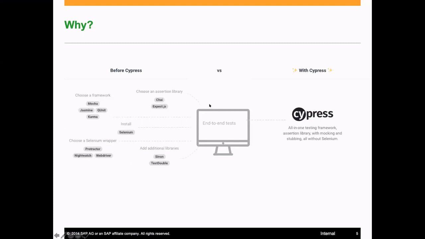So in a nutshell, this is a pretty nice graphic that you can find on the Cypress website. Before Cypress, with the other end-to-end testing frameworks, you had to choose either Mocha, Jasmine, QUnit, Karma, or others, plus an assertion library. Then you had to install Selenium. You had to have your agent running, plus the application that was going to communicate with it. Then choose your wrapper, either Protractor, Nightwatch. There are many others for Java, for other languages. And now with Cypress, it's just Cypress, which is pretty simplistic, and it's pretty elegant, and it's pretty good.